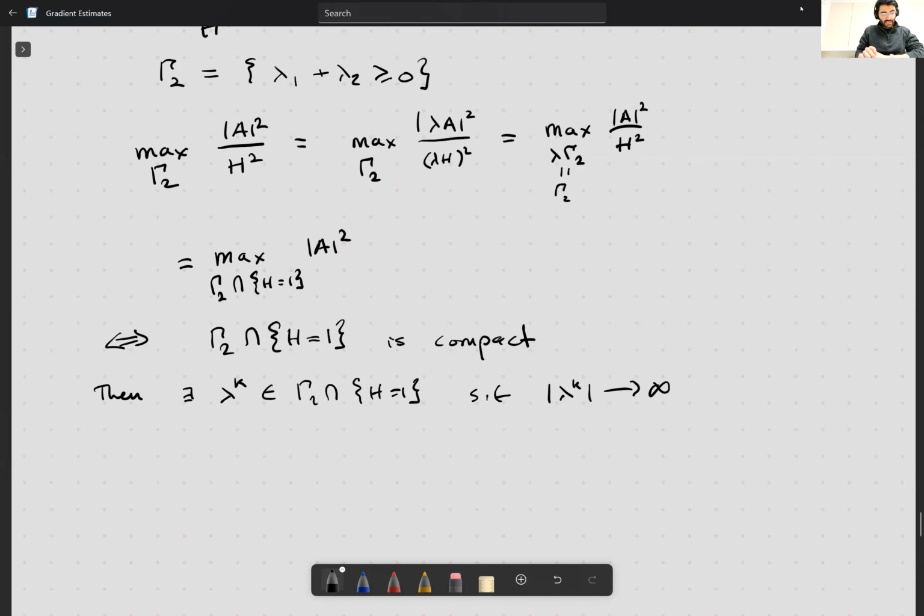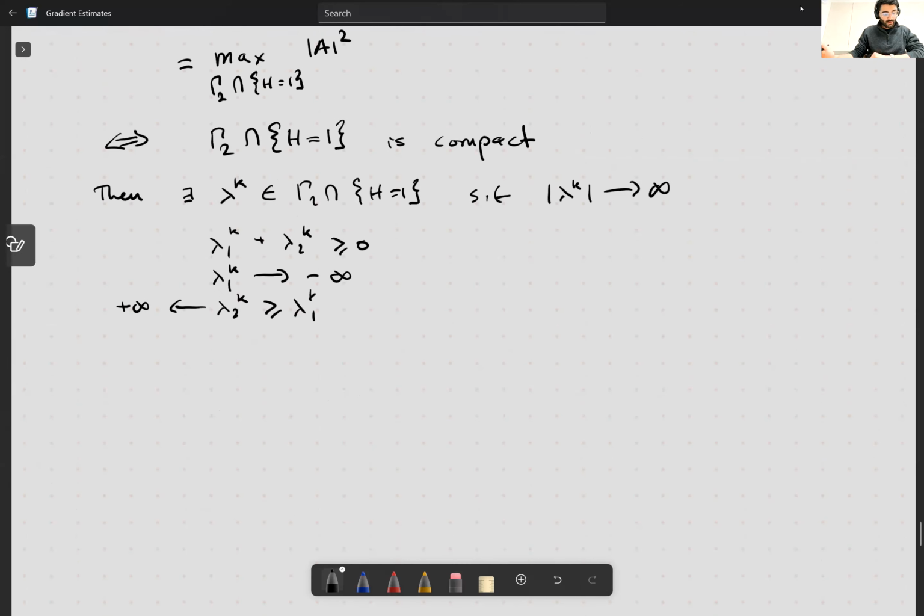But since we're in this gamma 2 space, if this is the case, then since lambda 1 to the k plus lambda 2 to the k is greater than or equal to 0, I need lambda 1k to go to minus infinity, and lambda 2k is greater than or equal to lambda 1. So this has to go to plus infinity.